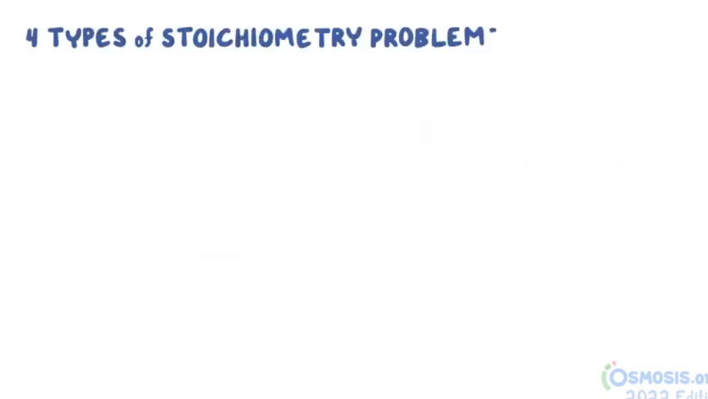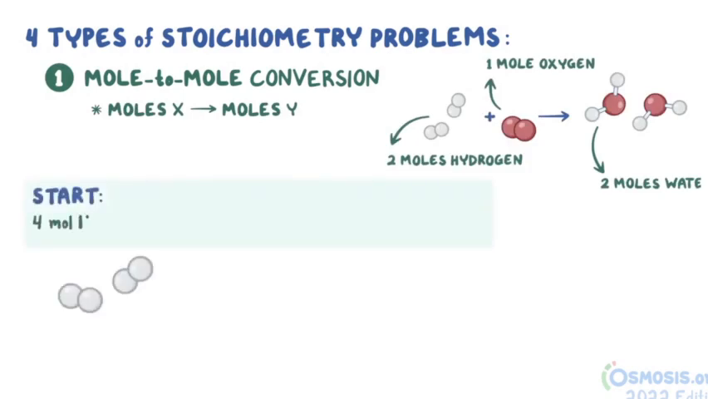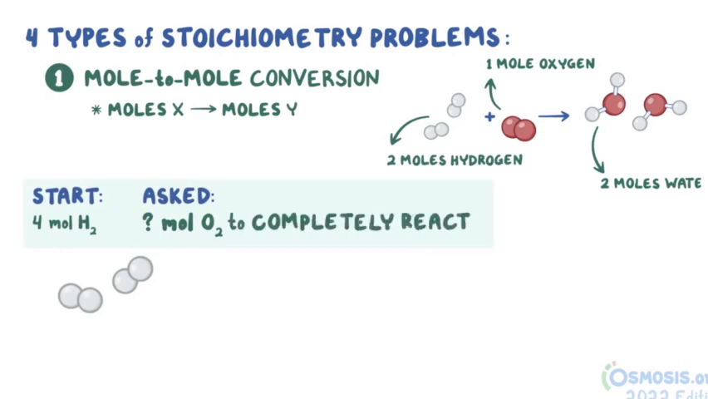There are 4 general types of stoichiometry problems. The first type of stoichiometry problem is a mole-to-mole conversion. You're given moles of something and asked to find the moles of something else. Suppose we start with 4 moles of hydrogen, and we're asked to figure out how many moles of oxygen are necessary to completely react with the hydrogen.